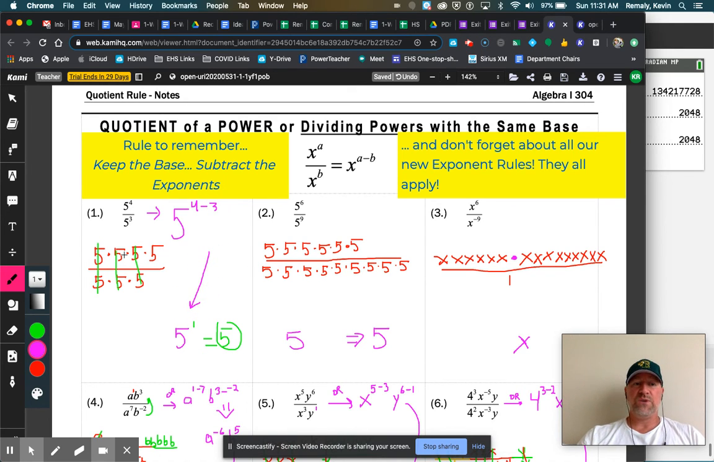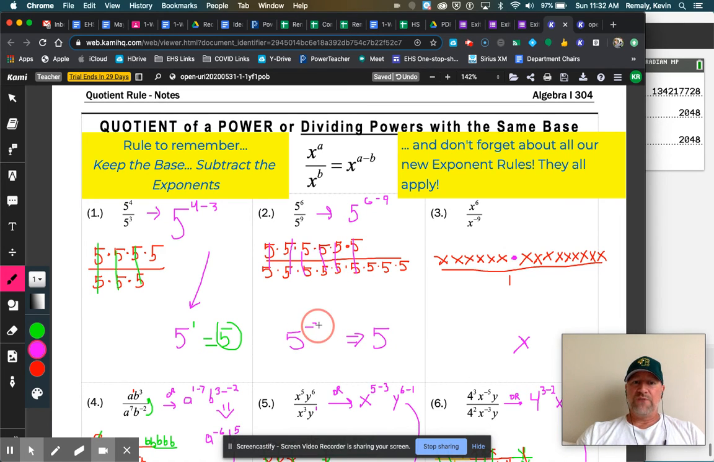Okay, so there's 2 different ways you can go about doing it. You can expand it out, or you can do the shortcut method. The shortcut method here for this one would be we keep the base and we subtract these exponents. So we do 6 minus 9. All right, now if we expand it out, you can see that 6 of these 5s will cancel out. And then what we're left with is 3 more on the bottom.